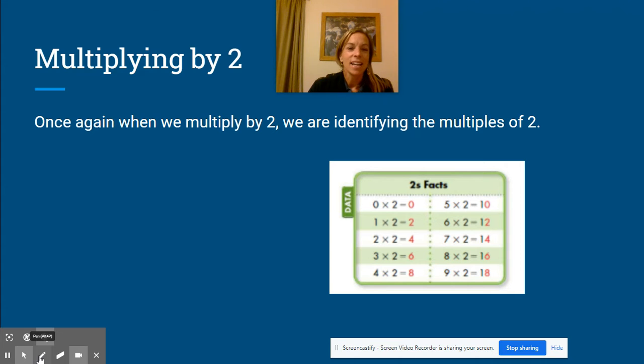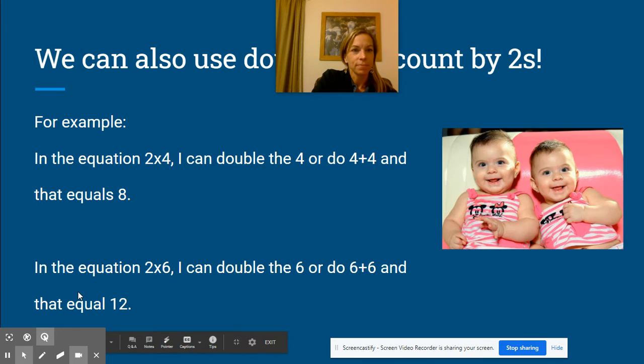So let's keep going. So once again, when we're multiplying by 2, we are identifying the multiples of 2. It's very important you understand that. It's a big word, that word multiples, but really, if you just connect it to skip counting, it's not that bad. Let's keep on going.